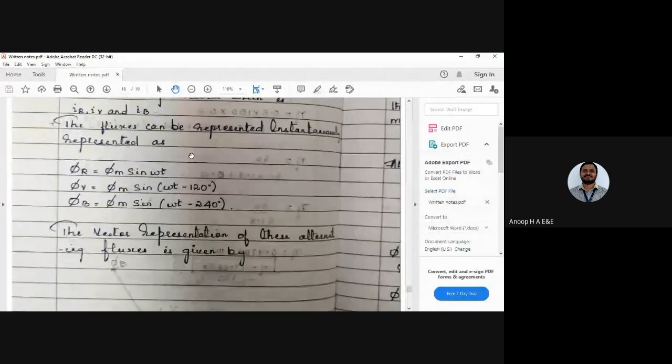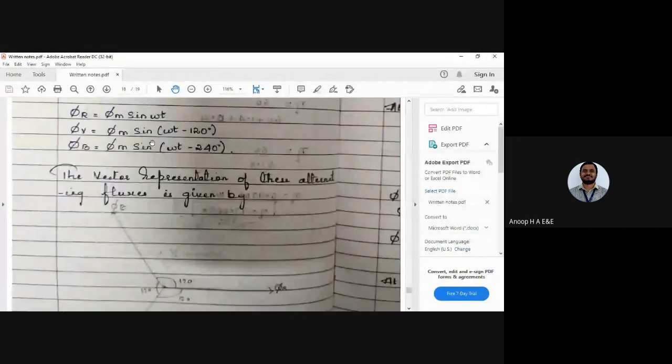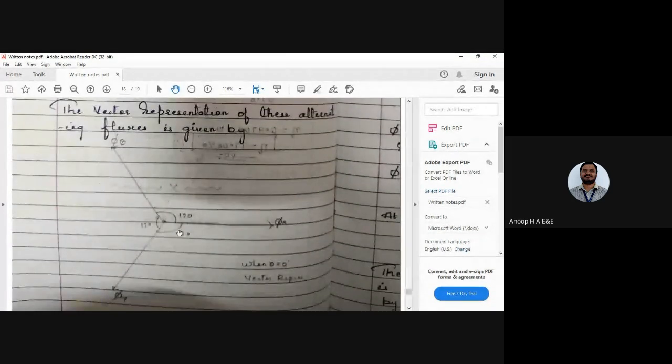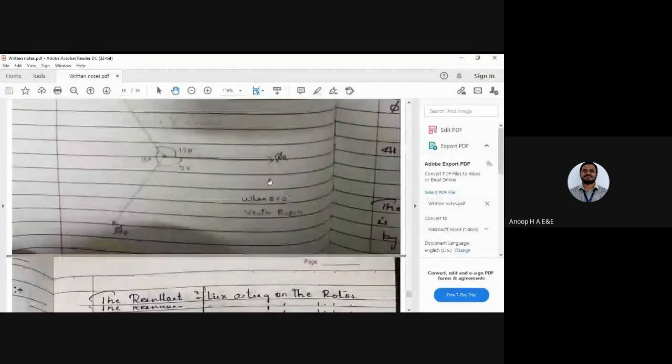So the fluxes can be represented instantaneously as phi R equal to phi M sine omega t, phi Y equal to phi M sine omega t minus 120 degree, and phi B equal to phi M sine omega t minus 240 degree. So this is the phasor representation, you can see it here. We have 120 degree displacement with respect to each other.